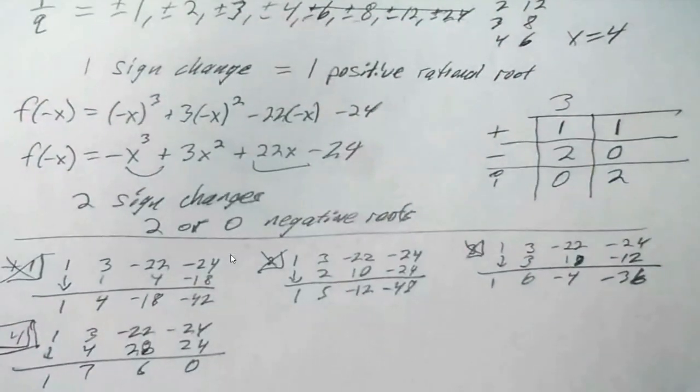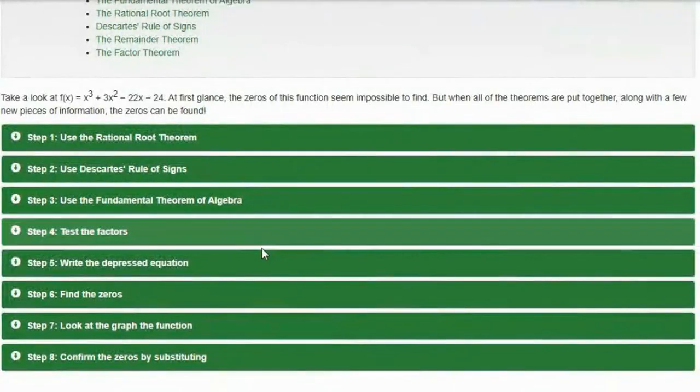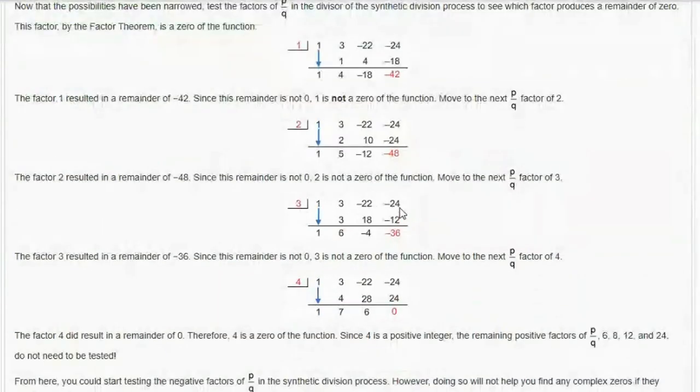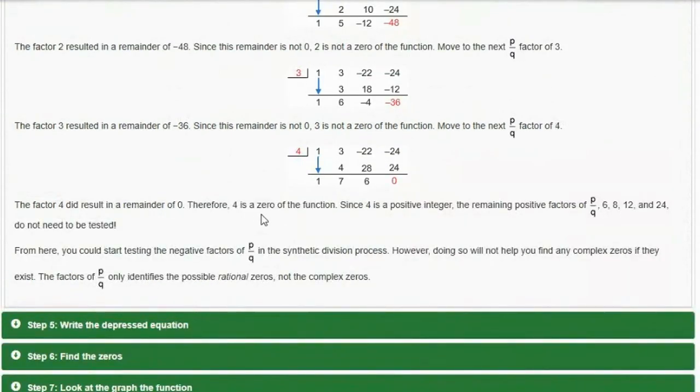Okay, so you don't get ahead of them. Test the factors. There we go. The factor 4 resulted in a remainder 0, so 4 is a 0. So the remaining factors do not need to be tested.